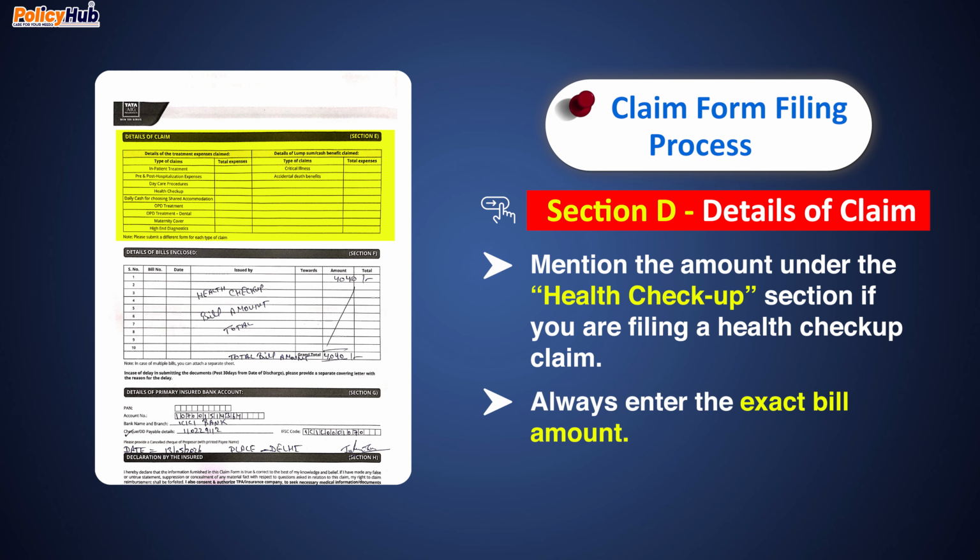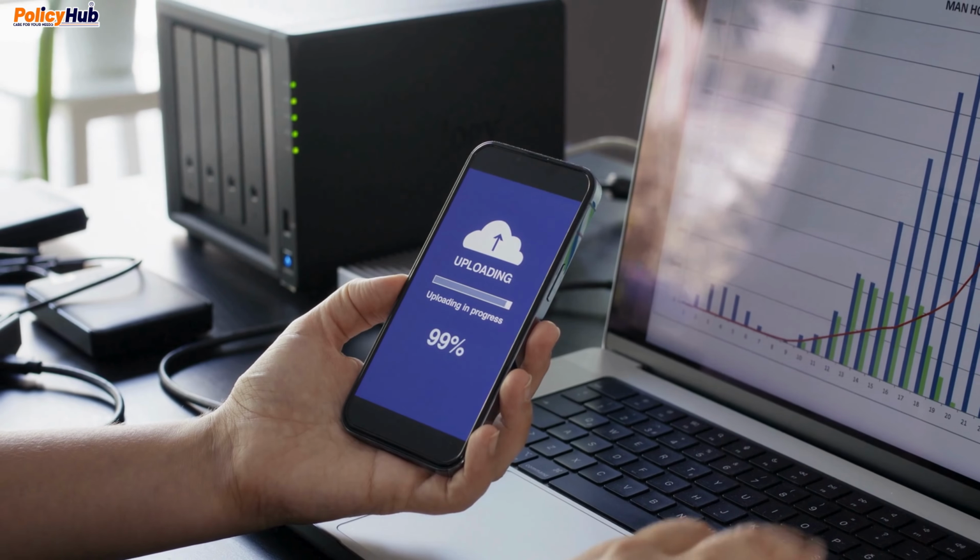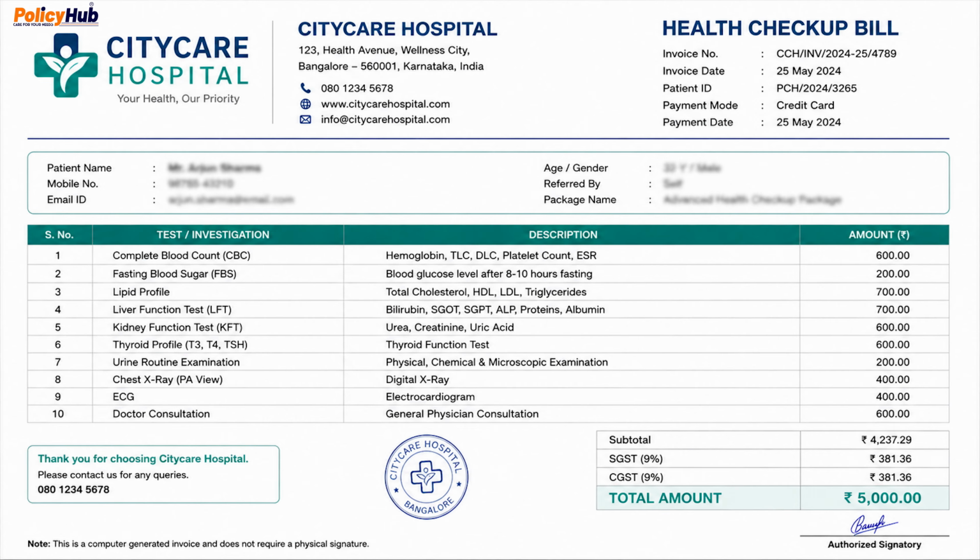One important thing to remember is that you should always enter the exact bill amount, because the same amount should match with the bills and payment receipts you upload. For example, if your total health checkup bill is 5,000, then mention 5,000 only and avoid entering approximate or random amounts.